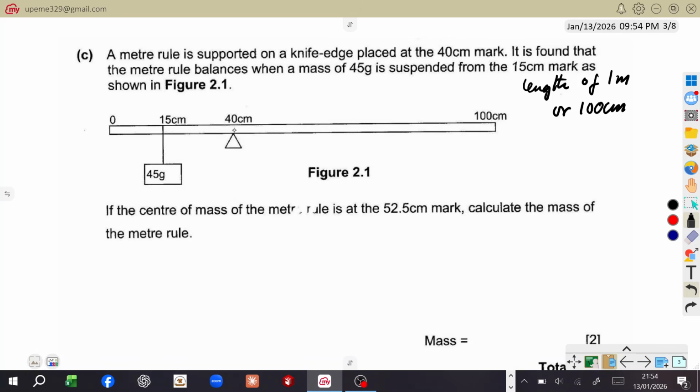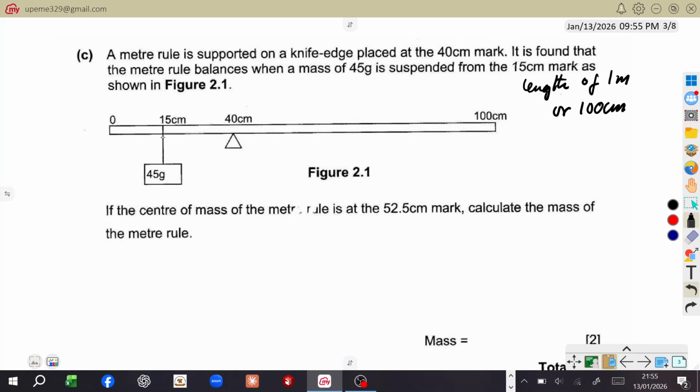So at the 40 centimeter mark there, they're saying it is found that the meter rule balances when a mass of 45 grams is suspended from the 15 centimeter mark as shown in figure 2.1. So they're saying this meter rule balances when a mass of 45 grams is placed or suspended from the 15 centimeter mark.